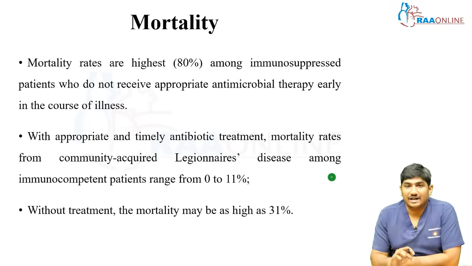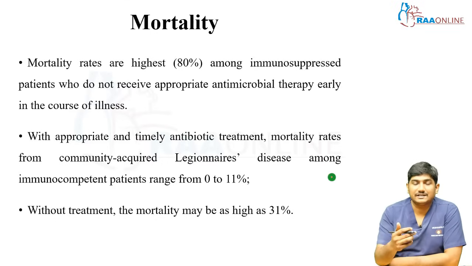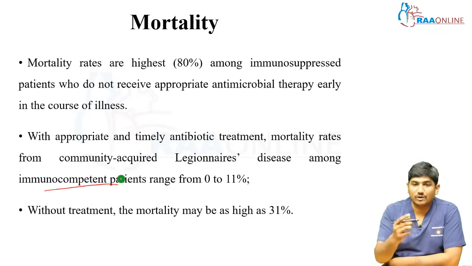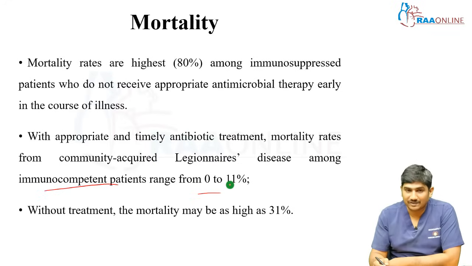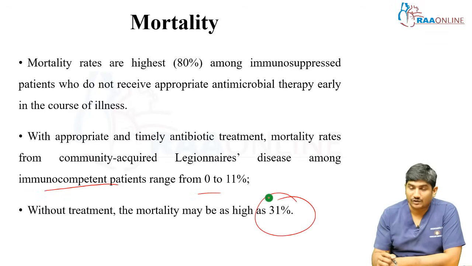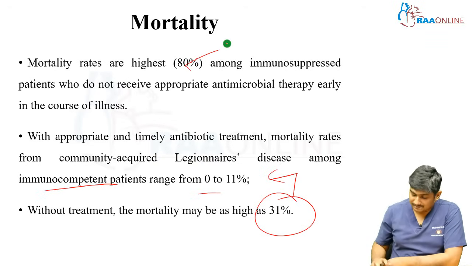Mortality rates are highest, 80%, among immunosuppressed patients who do not receive antimicrobial therapy early in the course. But if you give appropriate and timely antibiotic treatment, the mortality rate from community-acquired Legionella disease among immunocompetent patients can be brought down to literally 0. Without treatment, mortality is as high as 31% in immunocompetent patients. If you start treating them, it can come down to 0. For immunosuppressed patients, if you are not treating properly, 80% is going to be the mortality rate.